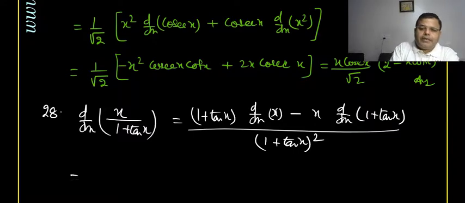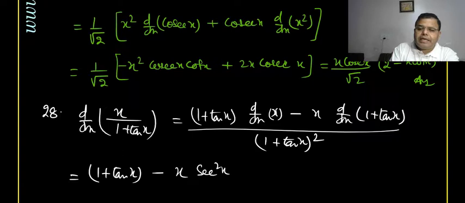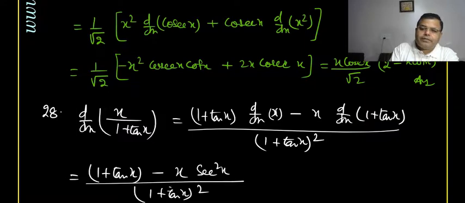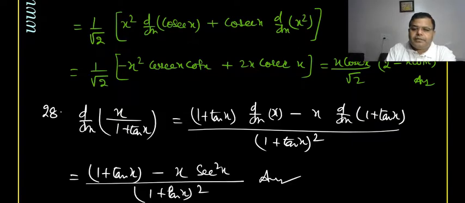So that will be 1 plus tan x into 1, minus x into the derivative of tan x, which is sec square x, divided by 1 plus tan x whole square. So that will be the answer, nothing else.